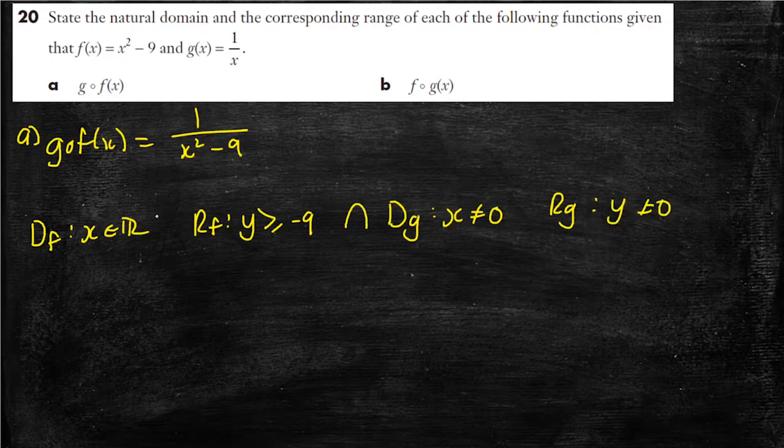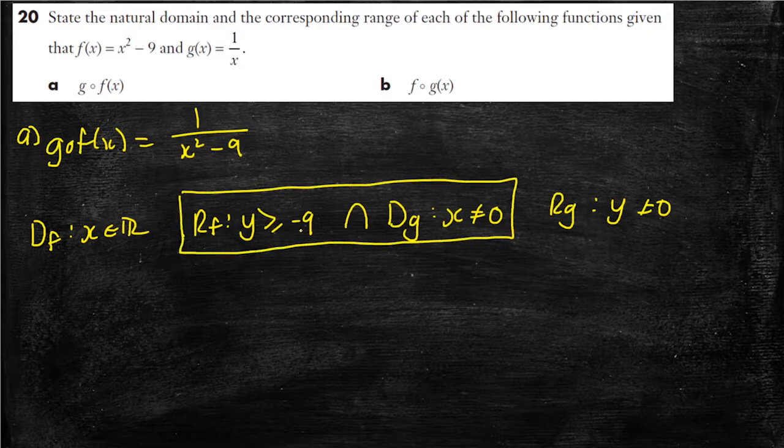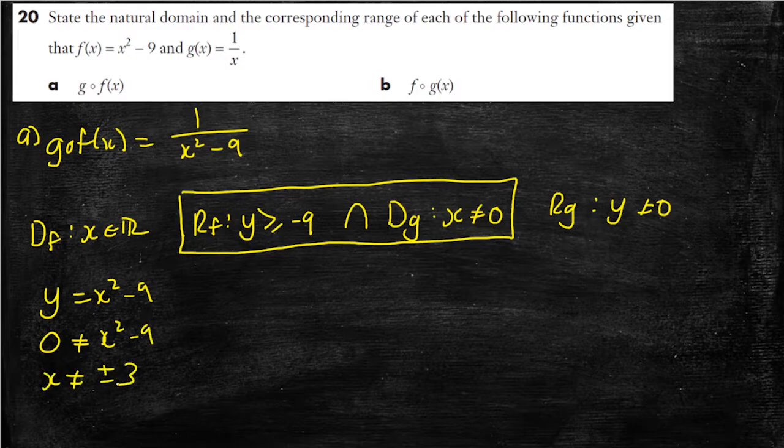And again, we're looking for the intersection of the middle two, because the range of f is what links us to g. We need the intersection of these two here, so we know that the range of f so far is y is greater than or equal to -9, but we also needed to include x cannot equal 0. So if y is x squared take away 9, that means that x squared take away 9 cannot equal 0, so x cannot equal plus or minus 3. And this makes sense, because if we put plus or minus 3 into g of f of x, we end up with it being undefined, because it would be 1 divided by 0.